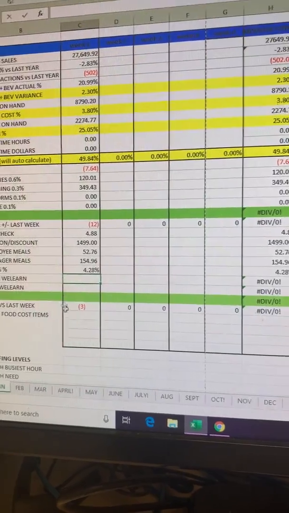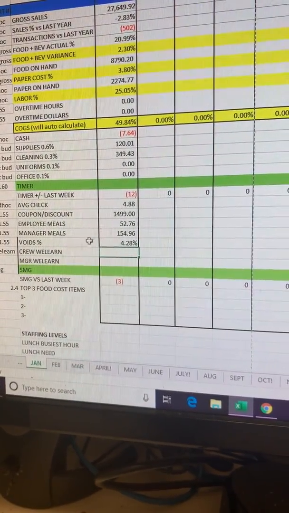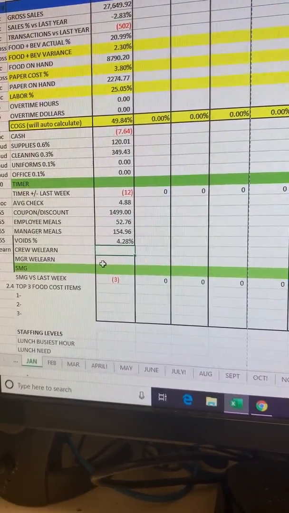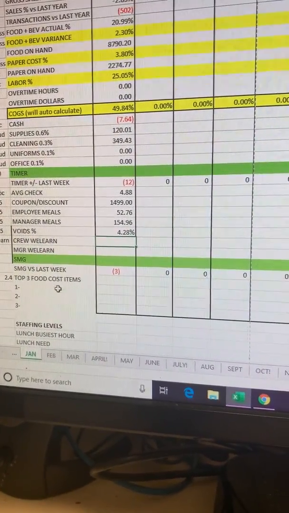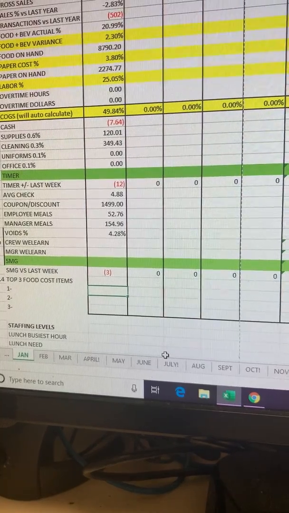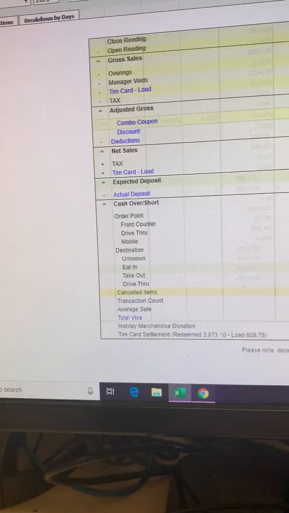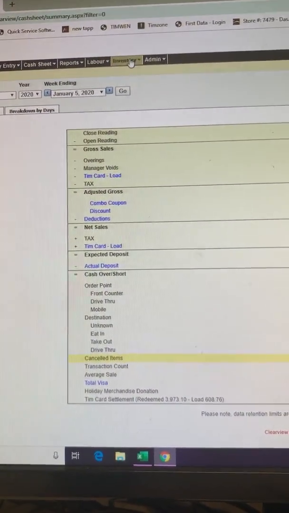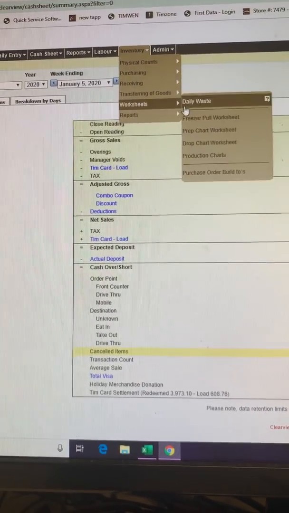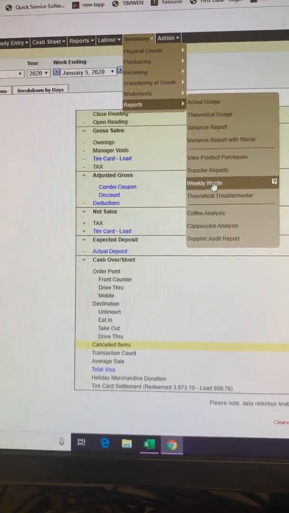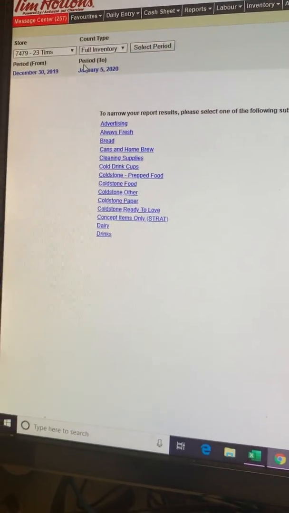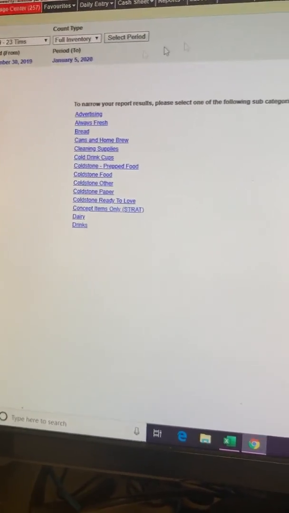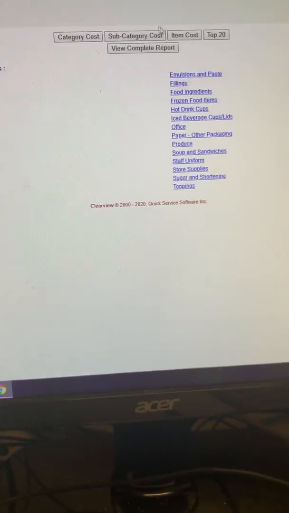Okay, before we do timers and before we do the percentage for your videos, I'm going to show you how to find out your top 3 food cost items. Okay, we're going to go up into inventory. We're going to go to reports. And then we are going to go to variance report with waste. Make sure that it is the correct week that you are looking for. And then you're going to go over to where it says top 20.